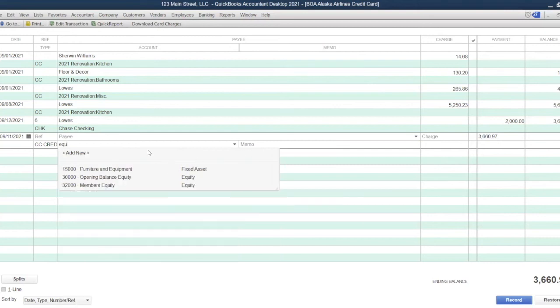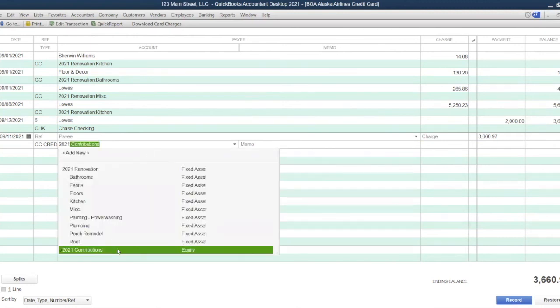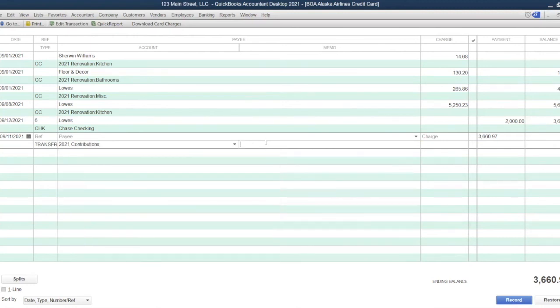Didn't we have a contribution equity? 2021 contribution. So now let's say you paid the credit card off, but you paid $2,000 out of the checking account, and instead of doing the right thing, which would be to send the money to your operating account for your rental property, you just went ahead and clicked and paid right out of your personal checking. So this is how you do it.